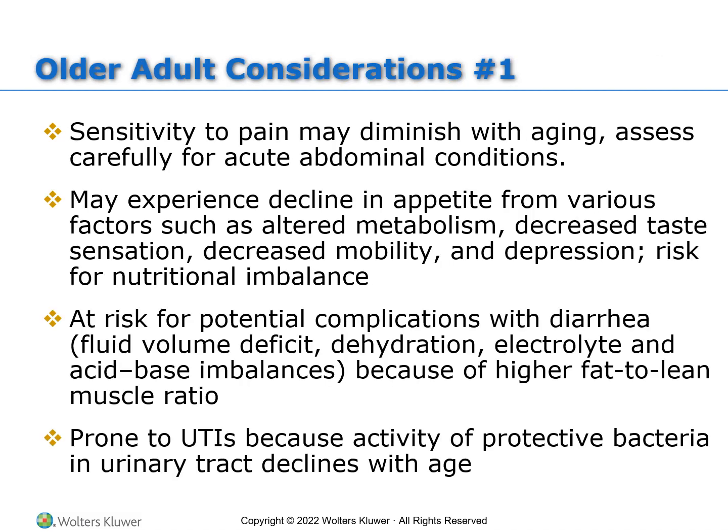If you look at the charts in your book on pages 499, 500, and 501, you'll see that there are some considerations to take in for the older adult. So one is that they may not feel pain the way other people do, because the sensitivity to pain can diminish with age. So we want to make sure we assess them carefully, make sure we don't miss anything. We're looking for any sort of acute abdominal conditions.